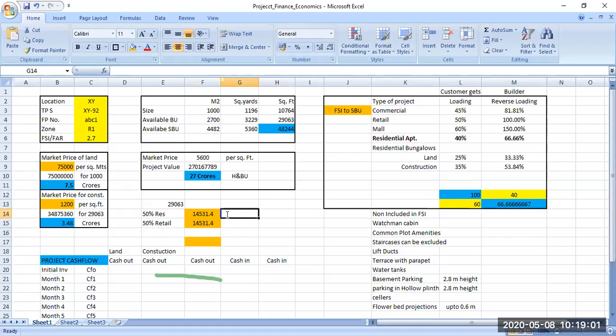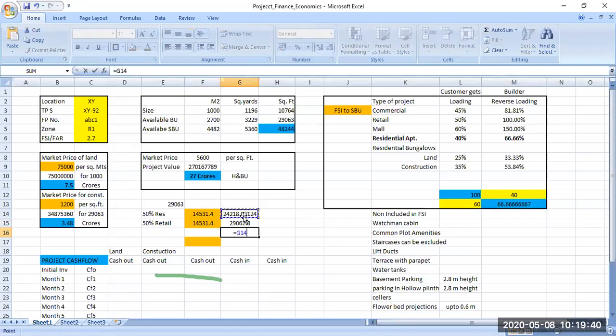And then to calculate the SBU, super built-up, this number, you multiply residential by 1.6666, which is 66%, and retail you multiply by 2 because it's 100% loading. When you add these up, you'll get the total super built-up.